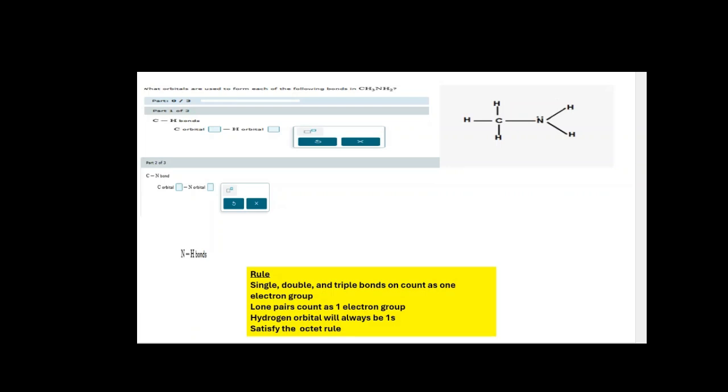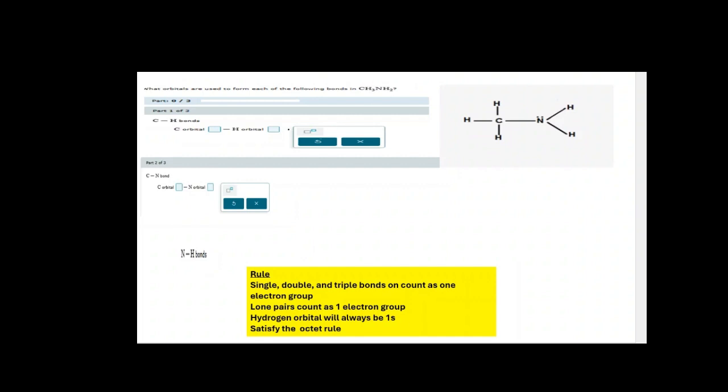Today, I will be showing you how to solve the ALEKS problem, identify orbitals in each bond. What ALEKS is going to do in this problem is share a compound, and then it wants you to identify the orbitals for each bond. In this case, the first one is going to be from carbon to hydrogen, and so on throughout the question.